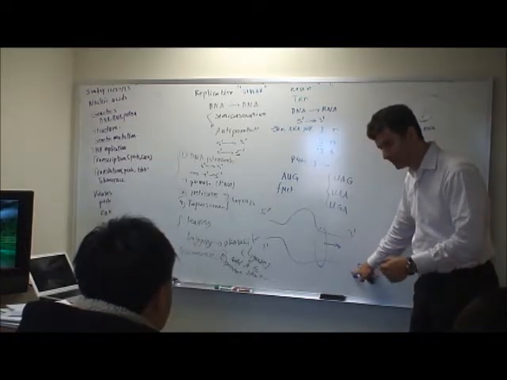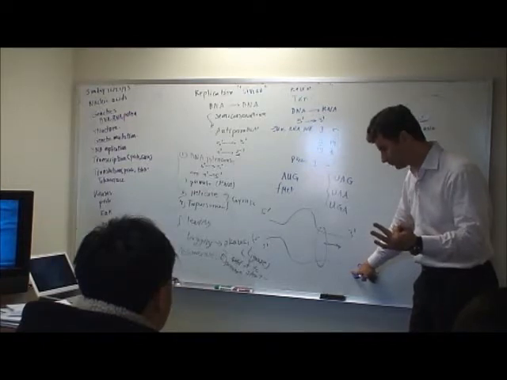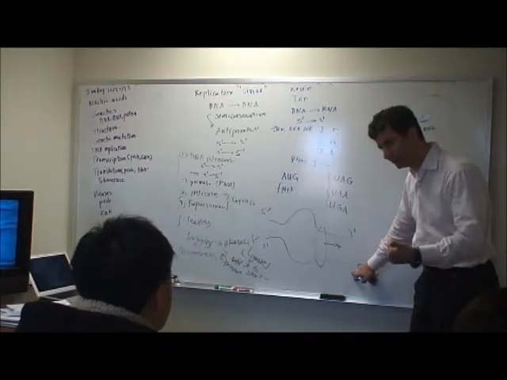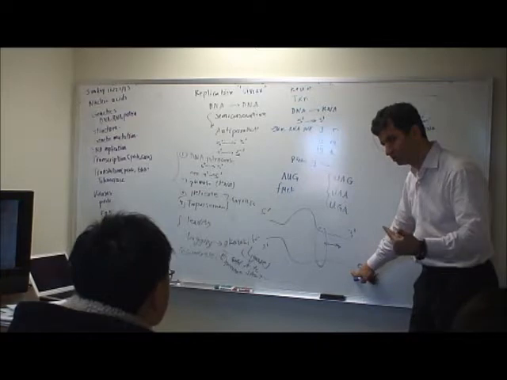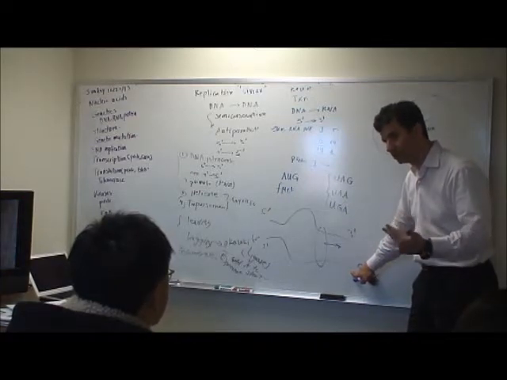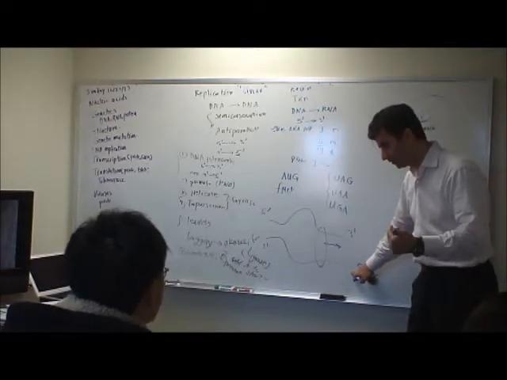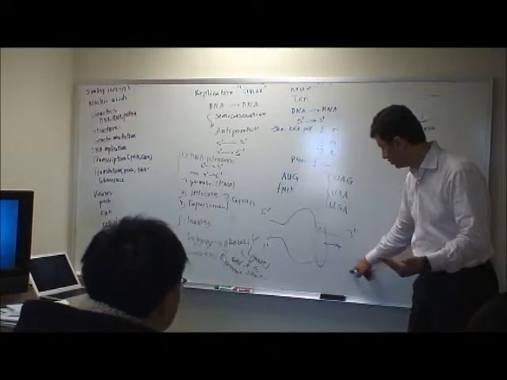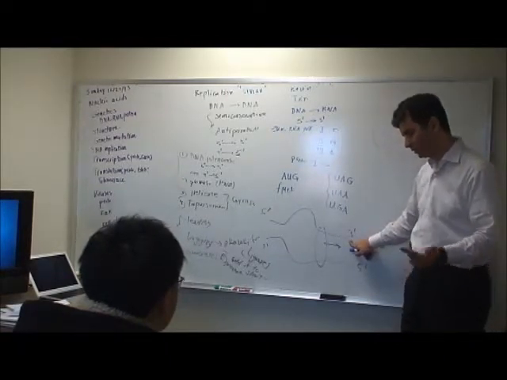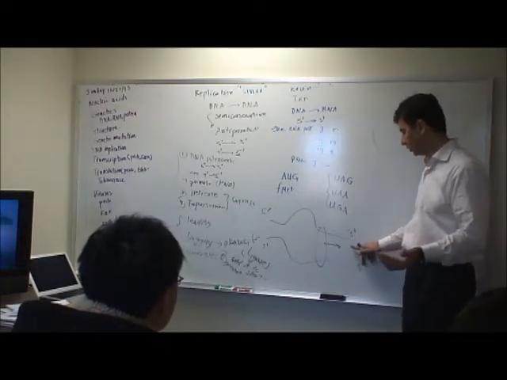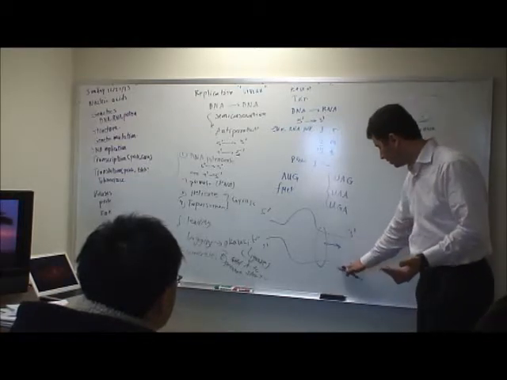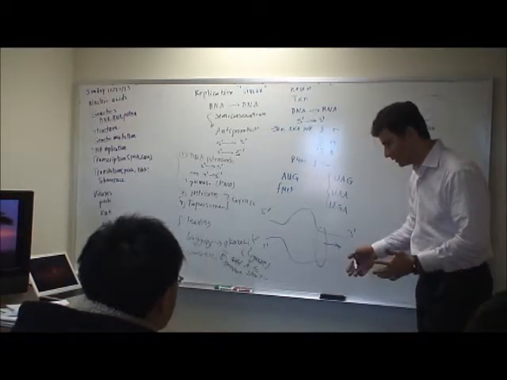What is the name for this? 3 names. Template, antisense, and non-coding. So the other one must be coding. Coding, sense. Very good. You make RNA off of the template.